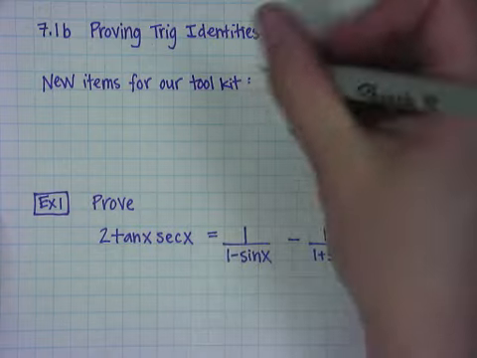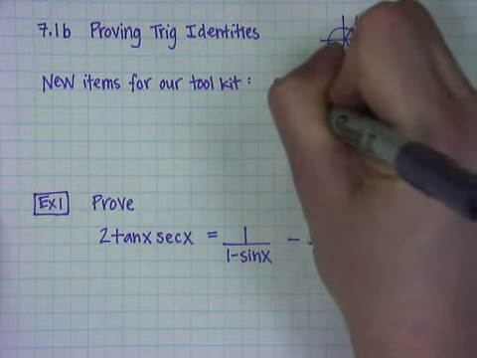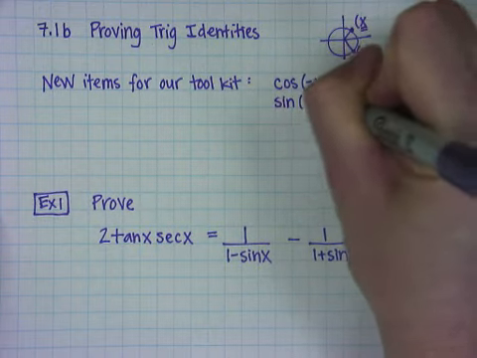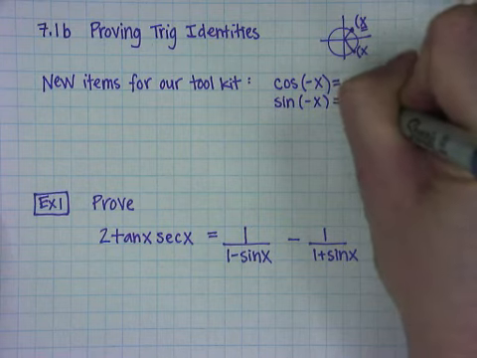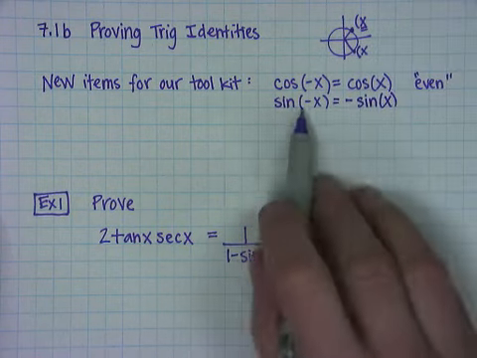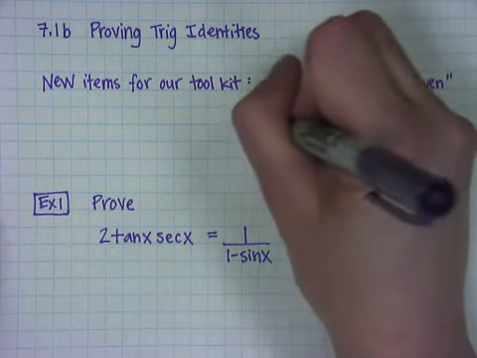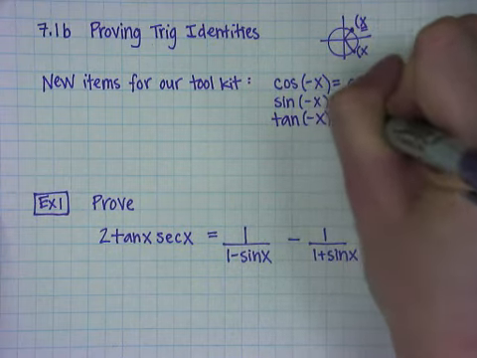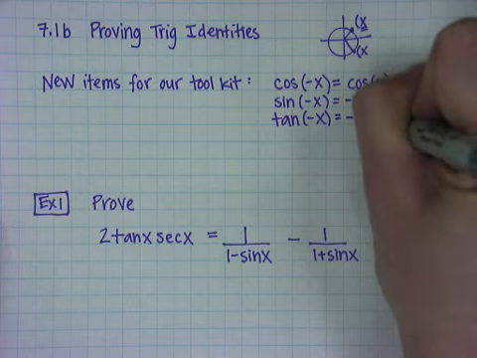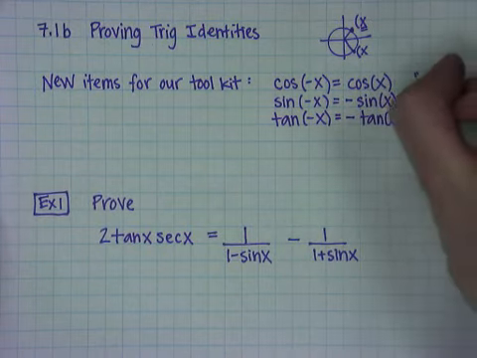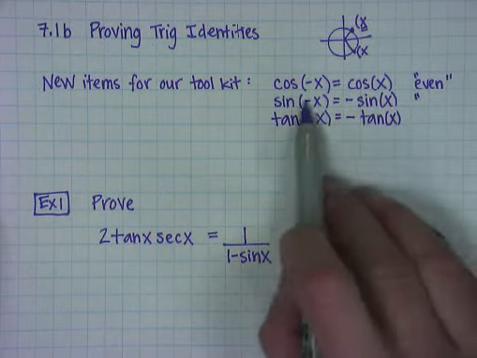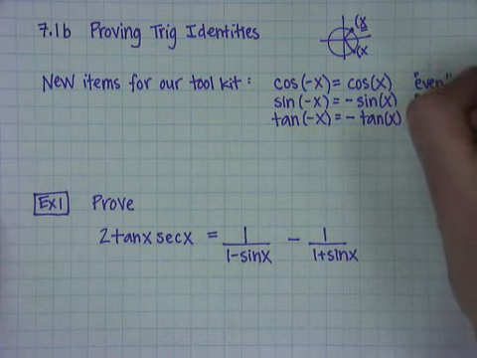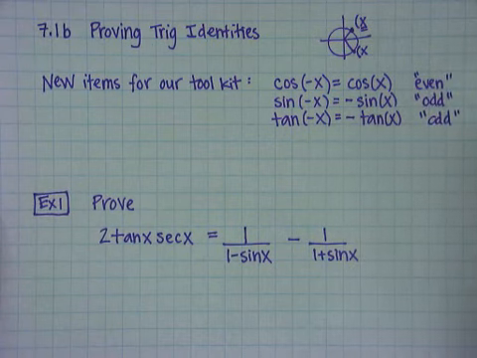We also saw in class today that sine of negative x is equal to negative sine x. So in this case, you're going to pull the negative sign out. And we also saw that tangent of negative x is equal to negative tangent of x. So cosine is what we would call even. Because the negative comes out of sine, it's an odd function, and tangent is also odd.